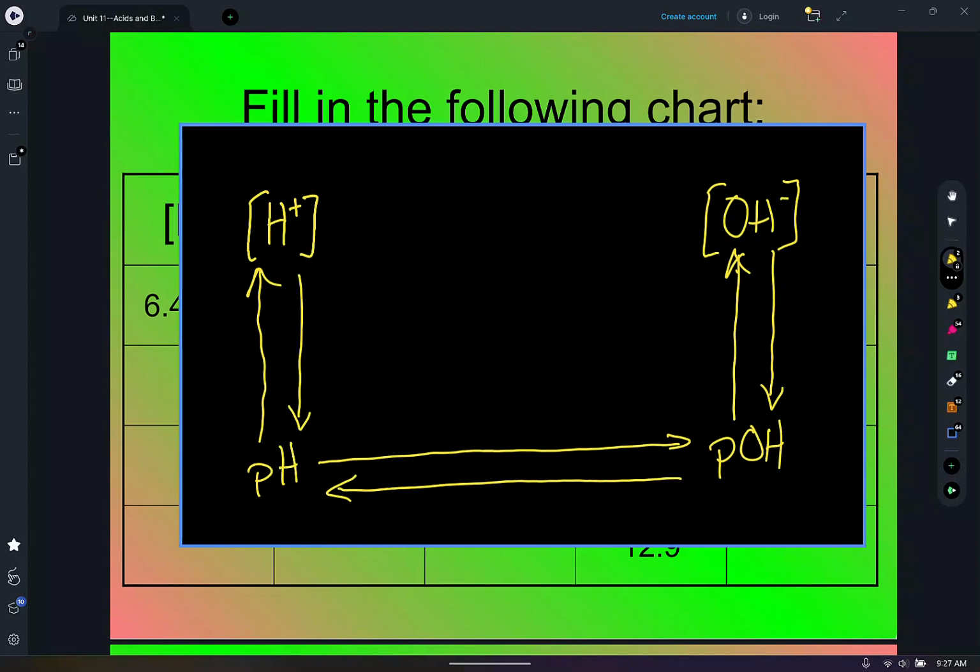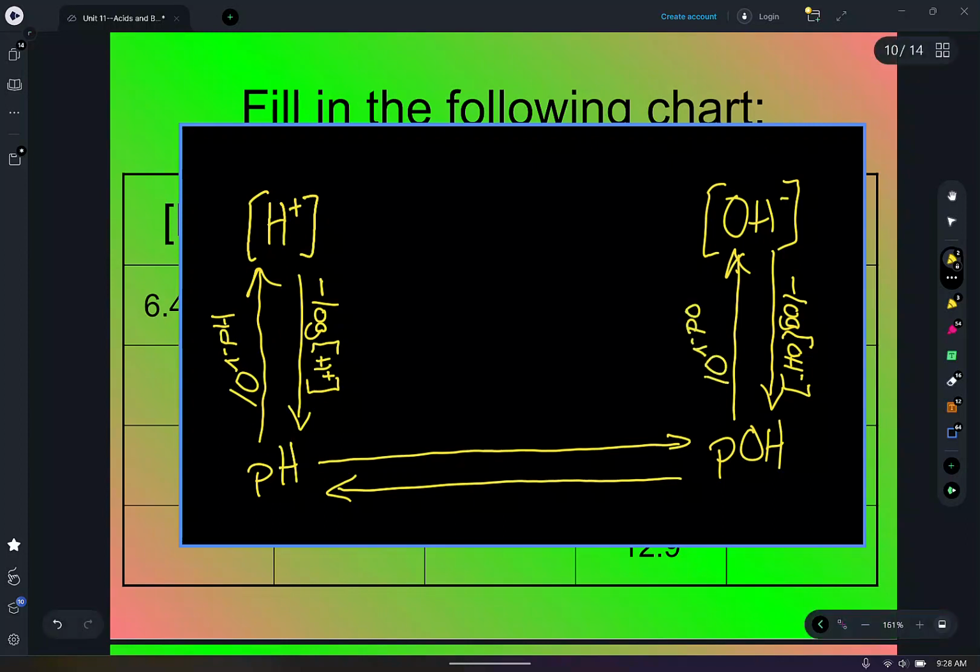So what the arrows tell us is what to do when you're going from one spot to the other. For example, if I have H plus and I am going to pH, I'm going to do the negative log of the H plus concentration. Just the same thing on the opposite side. If I'm going from OH minus to pOH, I'm going to go negative log of the OH minus concentration. If I want to go in the opposite direction, from pH to H plus, then I'm going to use the inverse log. On the calculator, it's going to look like 10 raised to the negative pH. And the same thing for the pOH: 10 raised to the negative pOH.